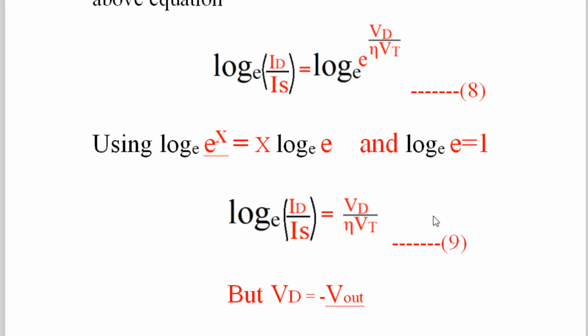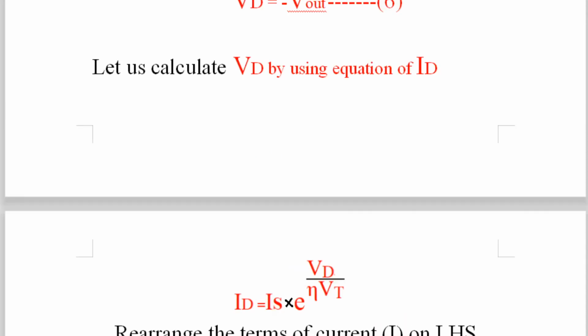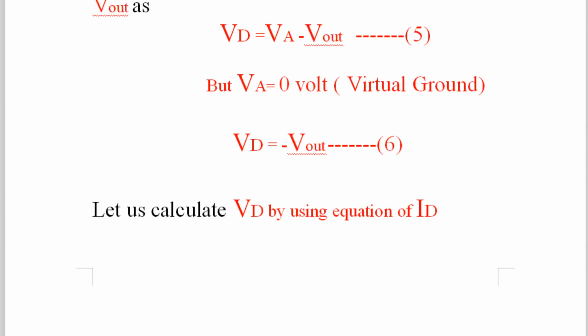Therefore I have not written that here, so simply this equation we have written over here. So this is simple mathematics, Vd divided by eta into Vt. Now here Vd is nothing but minus V out. This is what we have derived here. Vd is equal to minus V out.